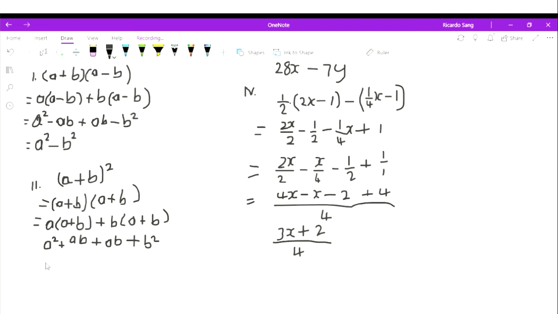So this and this, you have AB plus AB, that is 2AB. So this is going to become A squared plus 2AB plus B squared, and that is the whole square, and that would have satisfied the maths. So we have one more to go.